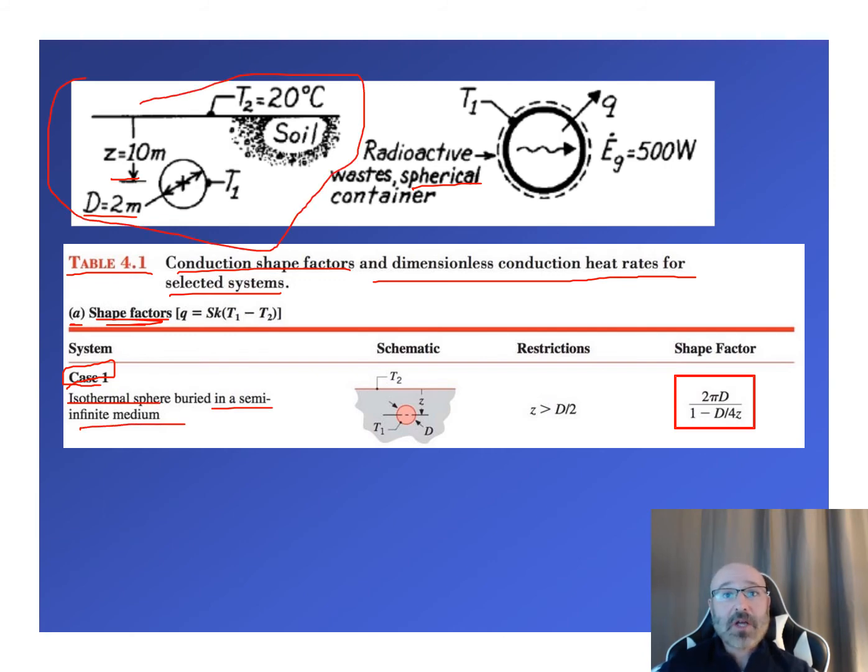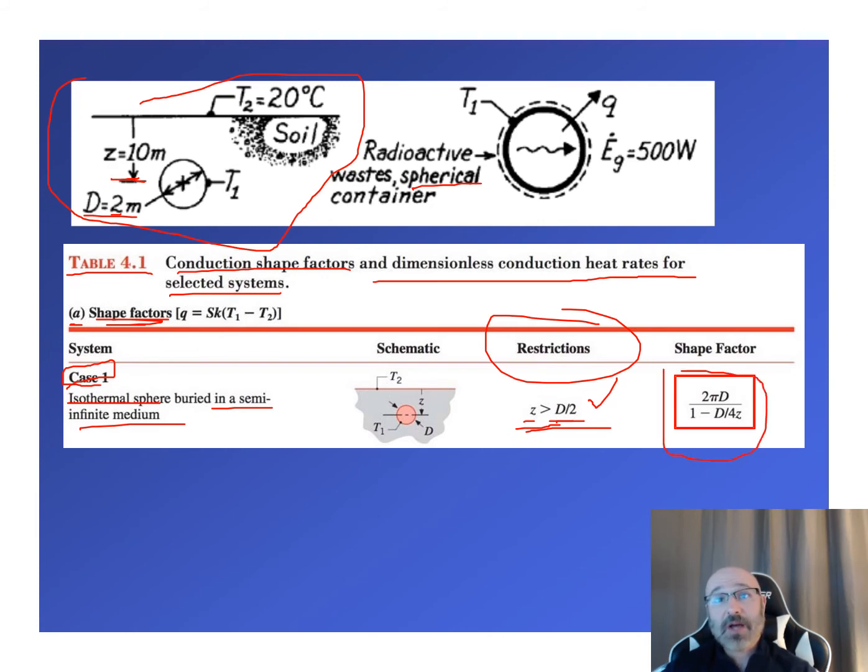That's exactly what we have in this problem statement. So now we ask, is z greater than D over 2? This is our restriction, which is important. Our z is 10. Is that greater than D over 2? Well, D is 2, so 2 over 2 is 1. Is 10 greater than 1? Yes. So we're okay. Therefore, based upon this information, it's case 1. We meet the qualifications.